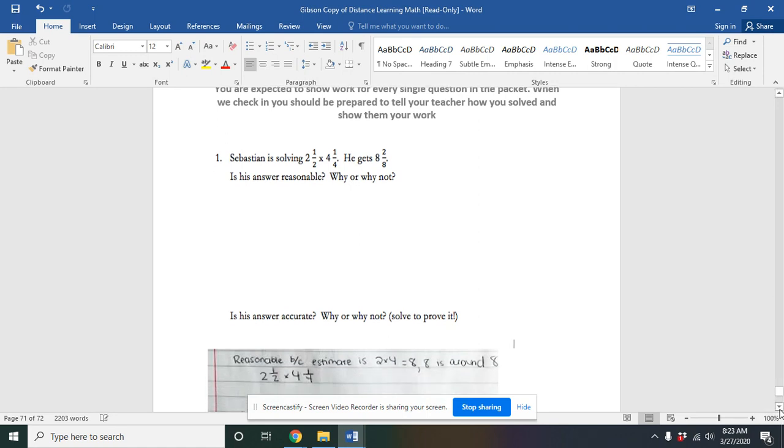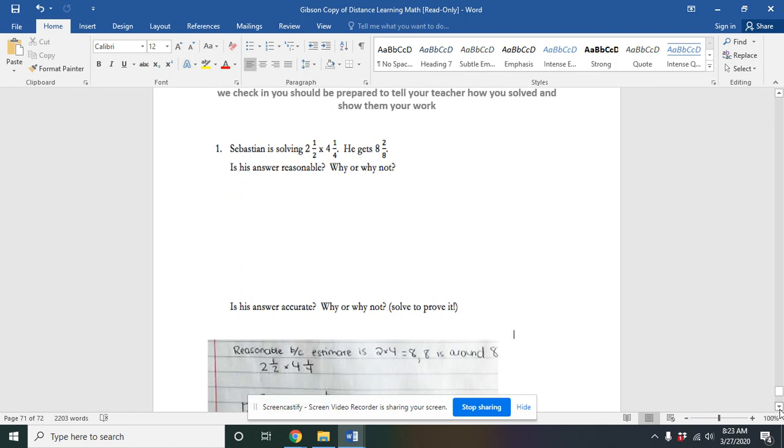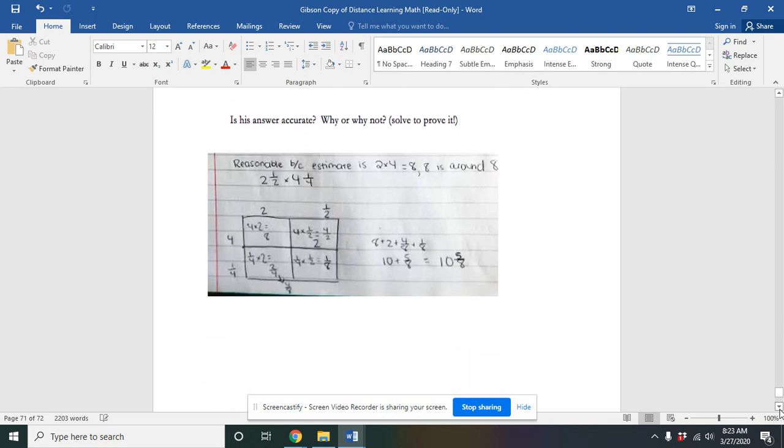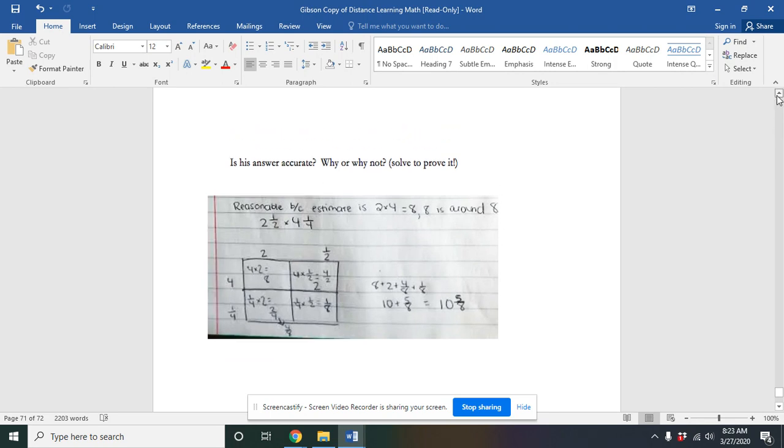Now, I said his answer is reasonable because if you estimate that is 2 times 4, which equals 8, 8 is around 8 2/8, correct? So now let's check the work. Is it accurate? I did my area model for this, and of course, once I got the final answer, it's incorrect. Okay? I want you guys to try and figure out what he did wrong from his work compared to our work. So silently take a moment and jot down an idea of what he did wrong with his answer.